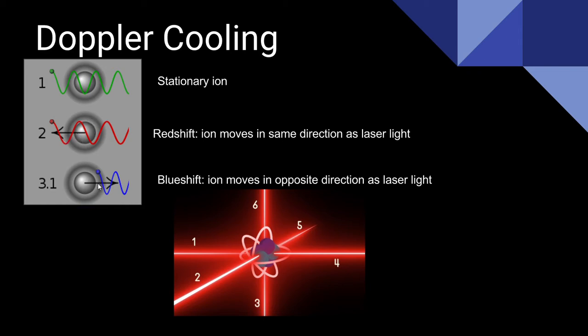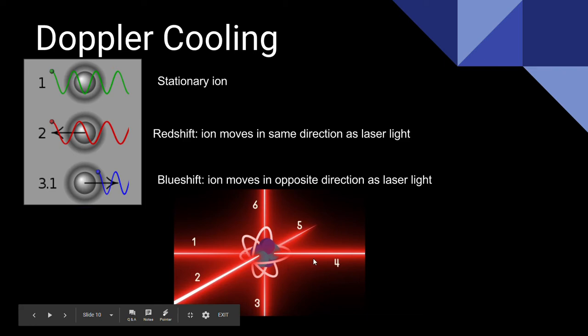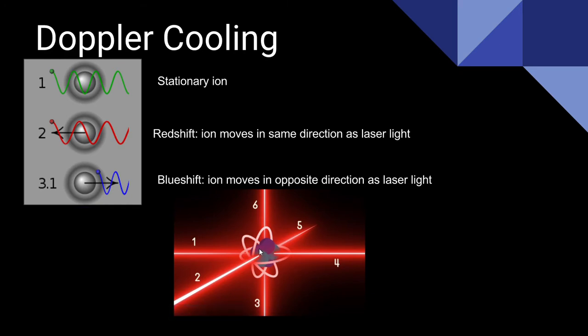But when the ion is moving in the opposite direction to the laser light, from the ion's point of view, that laser light is blue shifted. So because they move in opposite directions, the ion absorbs the laser light, and so it absorbs the energy, and because the photon has momentum, the ion is slowed down. One thing that they like to do is shoot the ions from many different directions. So here's like 6 different directions, and you do that so that you can make sure that the random motion of these ions is slowed down.